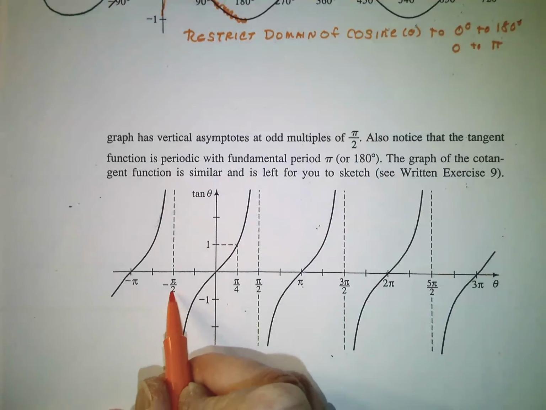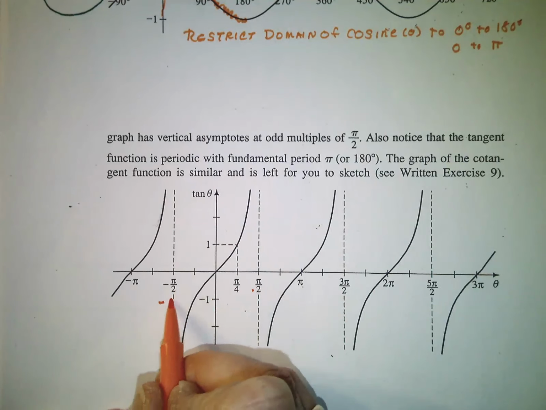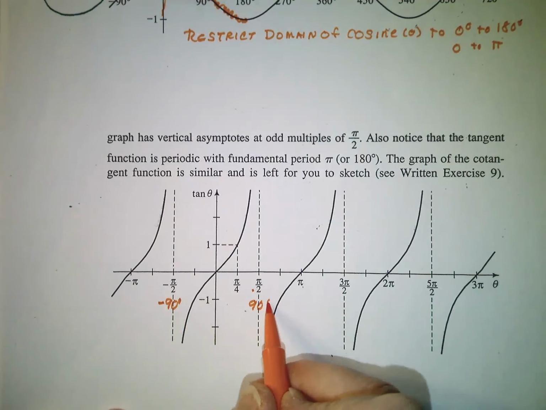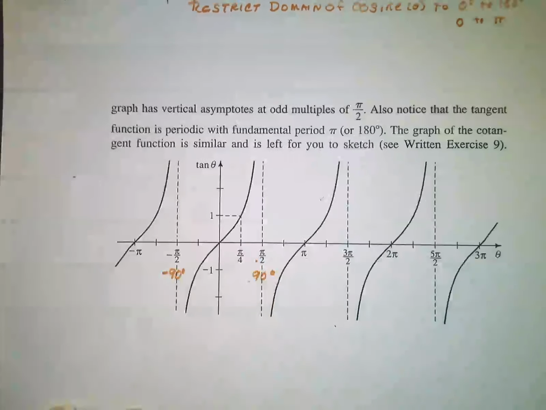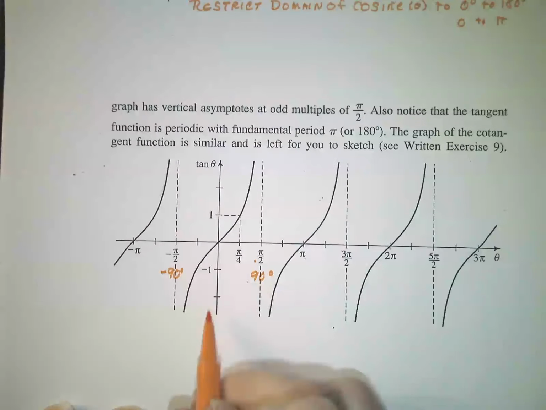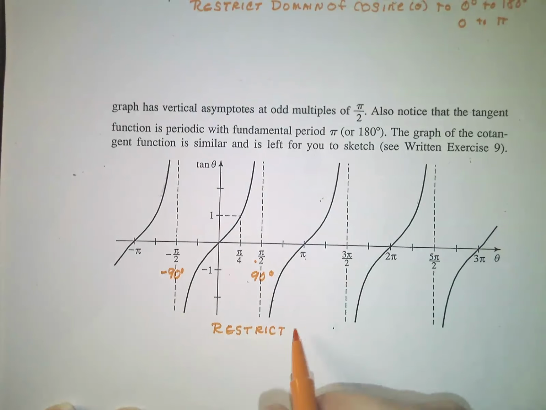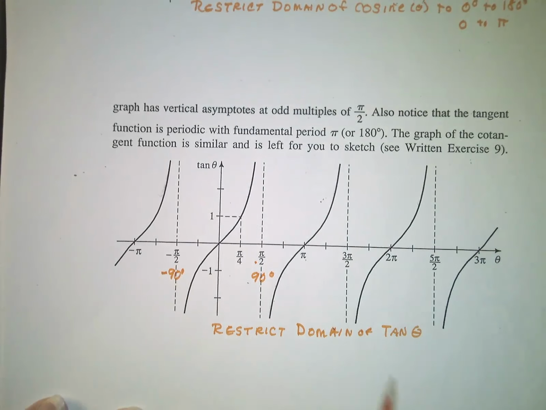Our ancestors chose to go from negative pi over 2 to positive pi over 2, which is also known as negative 90 degrees to positive 90 degrees. And that's going to be the domain. If we want to do inverse tangent, we'll have to restrict our domain. That way, we'll be able to work backwards and get only one single answer.